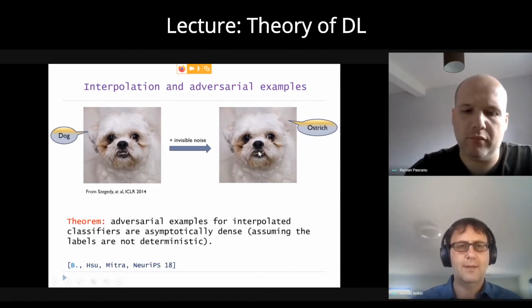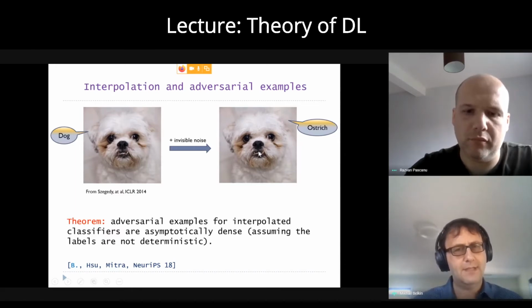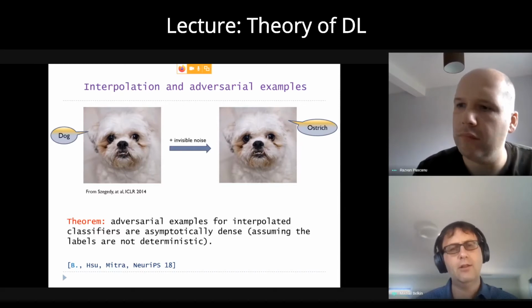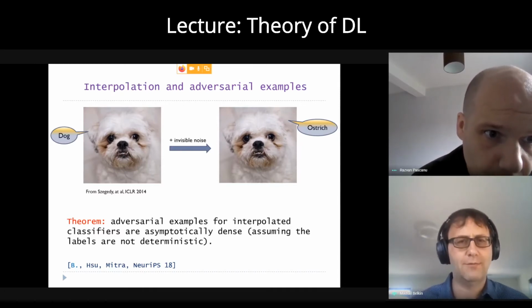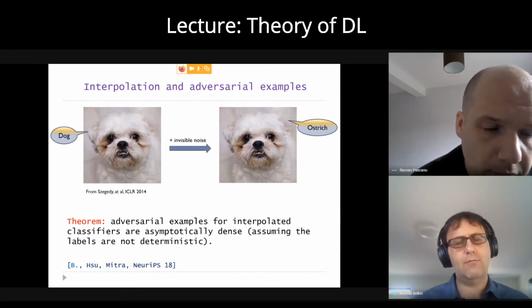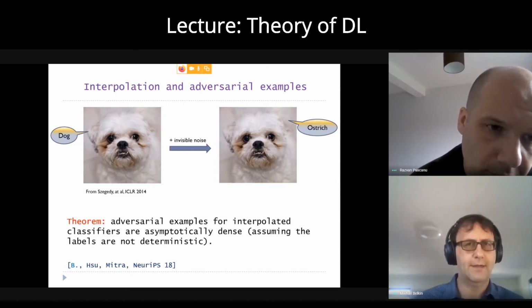Well, it turns out that if you believe in the story of interpolation that I discussed, such adversarial examples will actually be asymptotically dense, assuming the labels are not deterministic. So you will always have adversarial examples. I believe this is not the only mechanism by which adversarial examples are formed. There are other things. But I think what is nice here is that the theory is directly compatible with, or suggests, things that we're observing in practice.